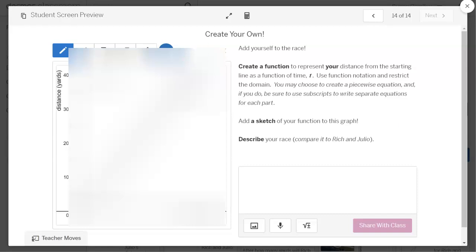So there are sketching tools here. Be sure to let them know they do have a line tool. They might want to try that instead of freehanding with a pencil.